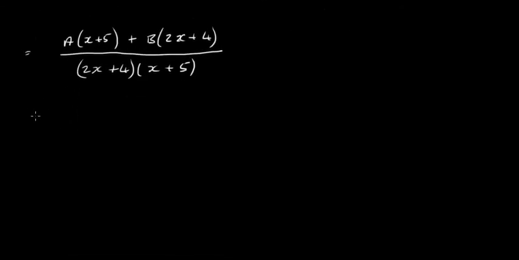So let's keep going. What I did in the previous video was multiply out the top and then do simultaneous equations, but I might just try the other method this time. What I'm going to do is take the top here, which we know has to equal minus 39x minus 58 over 2x plus 4 times x plus 5. That's what we want it to equal.